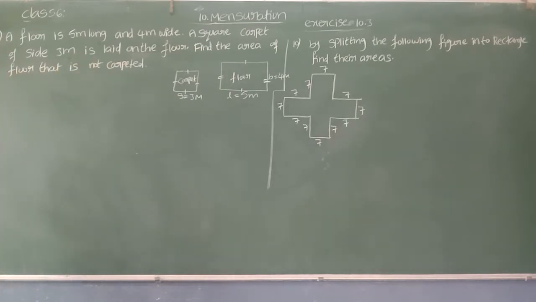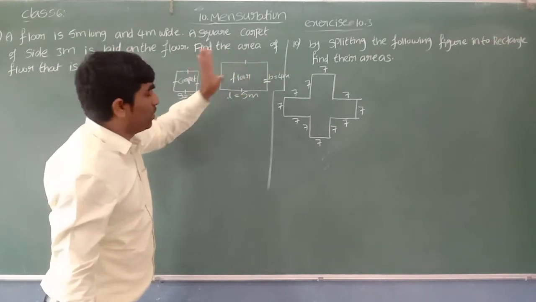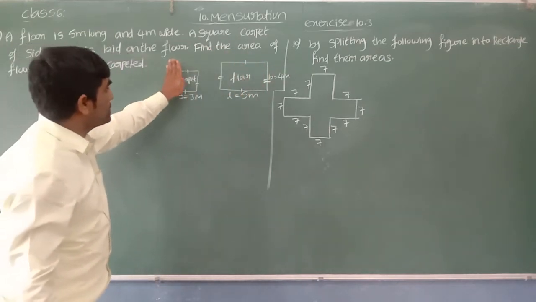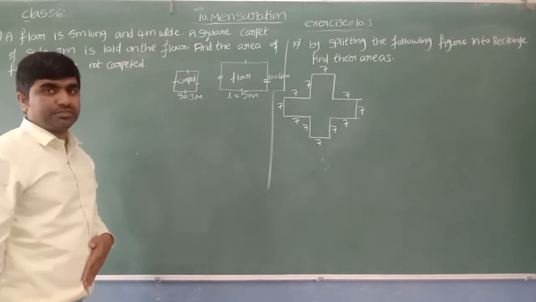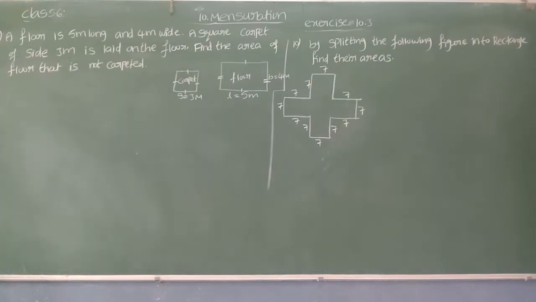So how can I find it? First we have to find the inside place of the floor. Then find the inside place of the carpet. What do we call that inside place? Area. Very good. So first we will find the area of the floor. Yes, first let me find the area of the floor.